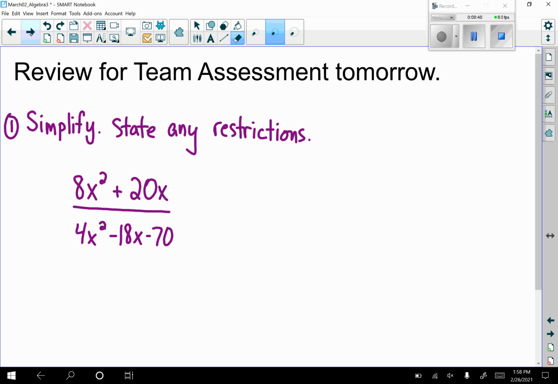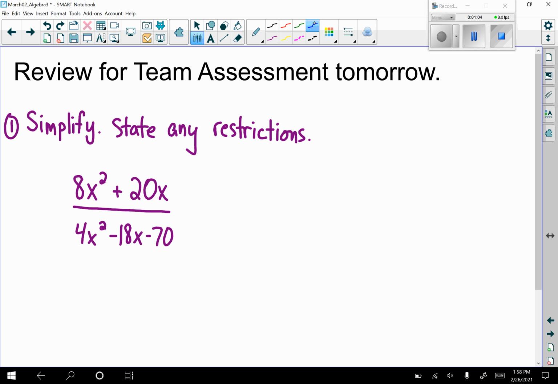All right, so the first problem here, we want to simplify and state any restrictions. And one thing, these are the questions you should be asking yourself. What is it? What are we dealing with here? We are just dealing with a single fraction. So pause the video, try this on your own, and then resume playing. All right, so if you need more time, just pause the video again.